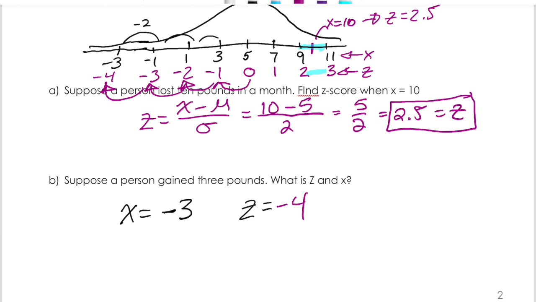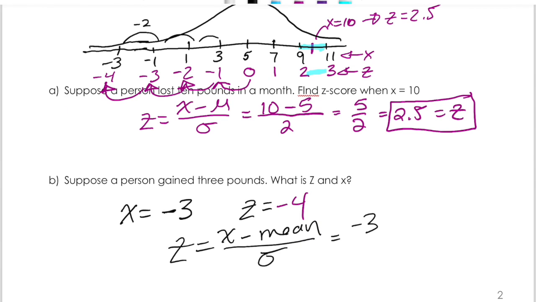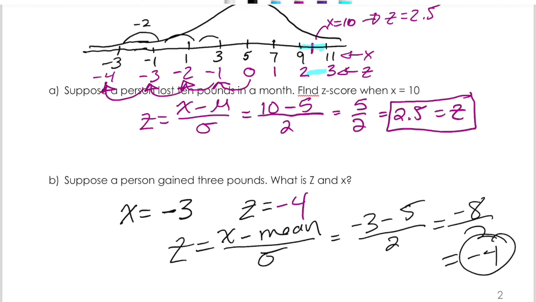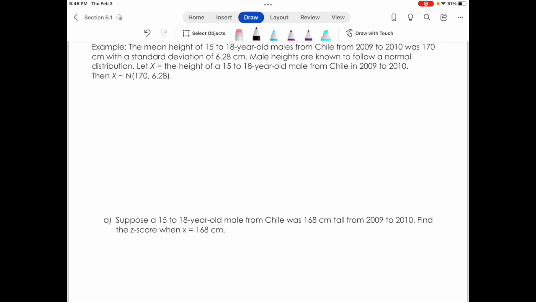Now, if that wasn't easy to see on our graph, then remember you can always use your formula. I have my x minus my mean all over my standard deviation. My x is -3. I'm going to subtract my mean, which is 5, over my standard deviation, which is 2. That gives me a -8, because I have a -3 minus 5, and then over 2, so that gives me a z of -4.